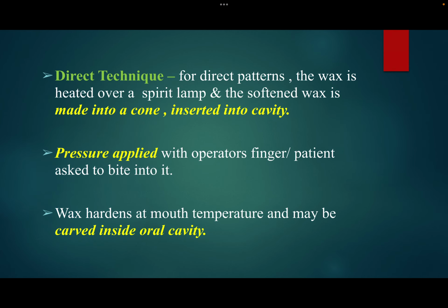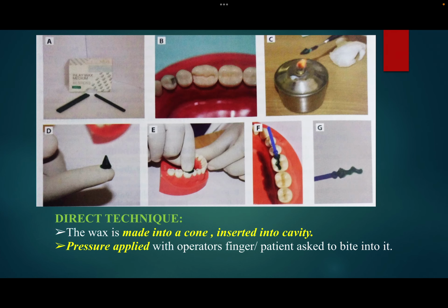Direct technique. For direct patterns, the wax is heated over a spirit lamp and the softened wax is made into a cone and is inserted into the cavity. Then pressure is applied with the operator's finger or the patient is asked to bite into it. The wax hardens at mouth temperature and it may be carved inside the oral cavity.